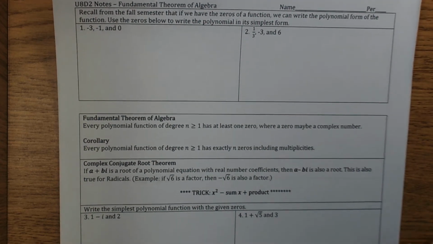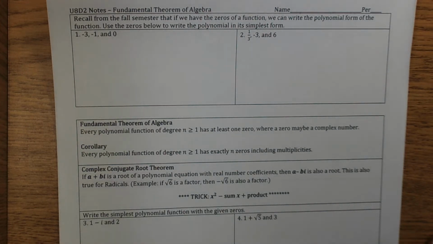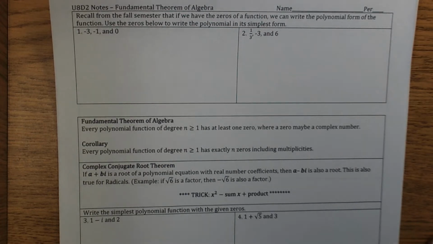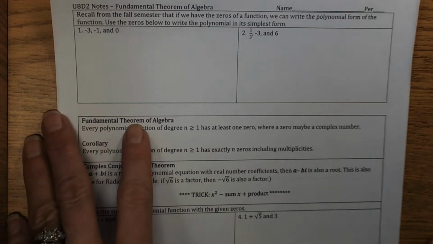Okay, today we're going to be talking about the fundamental theorem of algebra. So recall from the fall that we know if we have the zeros of the function, we can work backwards and write the polynomial form of the function. So we're going to use the zeros below to write the polynomial in its simplest form.